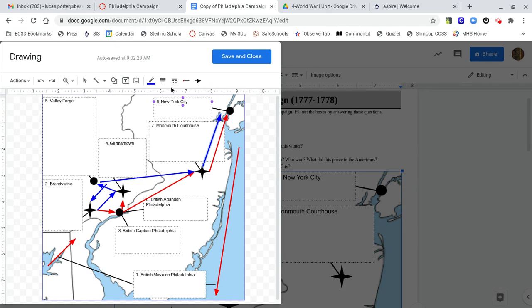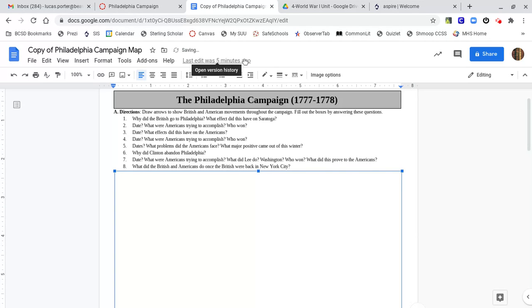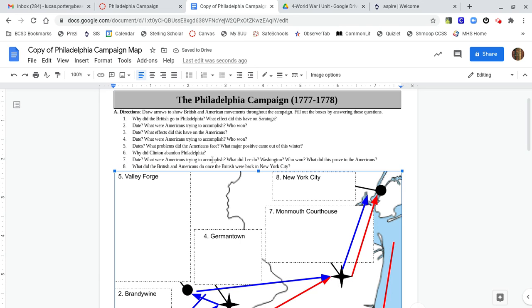All right. Now, how do we do the rest of this? I'm going to click on that arrow again. You're just going to have to mess around with it, but it'll help you if you know what you're doing, because we're going to do this several times on the next few assignments. So British move on Philadelphia. Now, my question on there was, I can save that. I would recommend saving it once in a while so you don't lose everything.